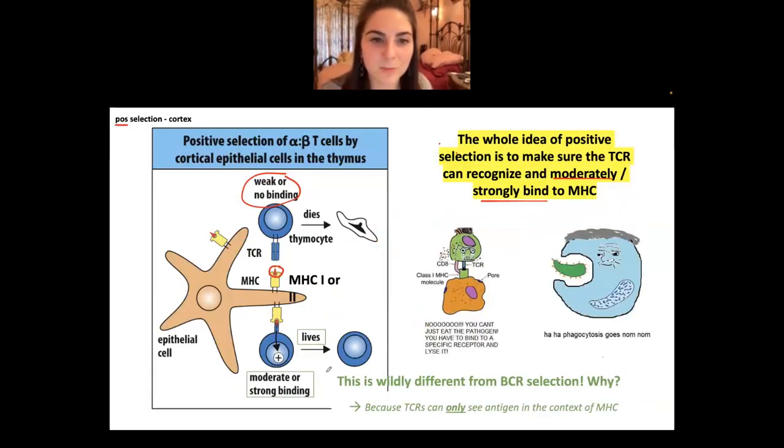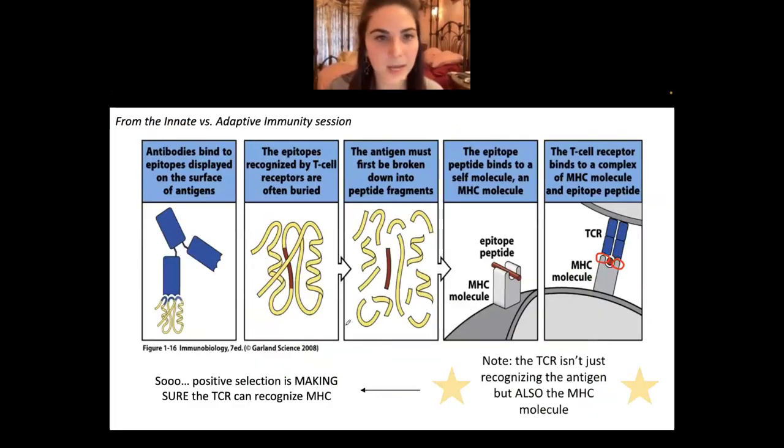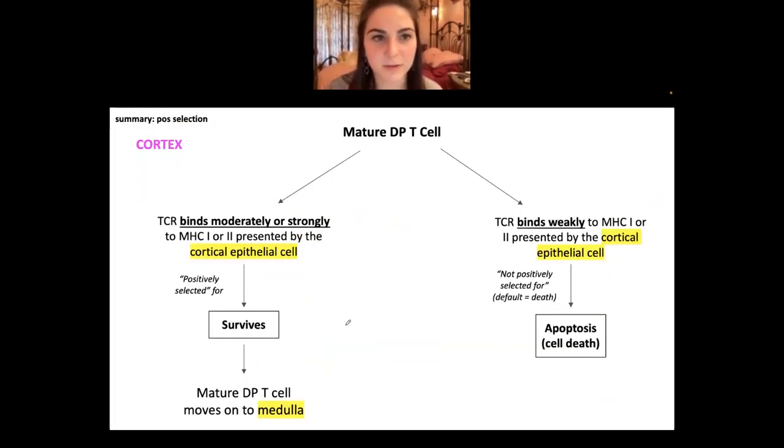And don't worry, I know some people are like, well, isn't it bad if it's recognizing self-antigen? It's fine for now because we have negative selection. That's why positive happens first. That's why I was like, oof, no, it's the cortex. It's happening first because if this is binding to this, that means clearly it's recognizing MHC, because it can only see antigen in the context of MHC. So yes, it is binding to self-antigen, but don't worry about that right now. We've got bigger problems right now. We have to just make sure we see MHC first. So that's why this is going to live. Again, weird concept. It's very different from B cell stuff.